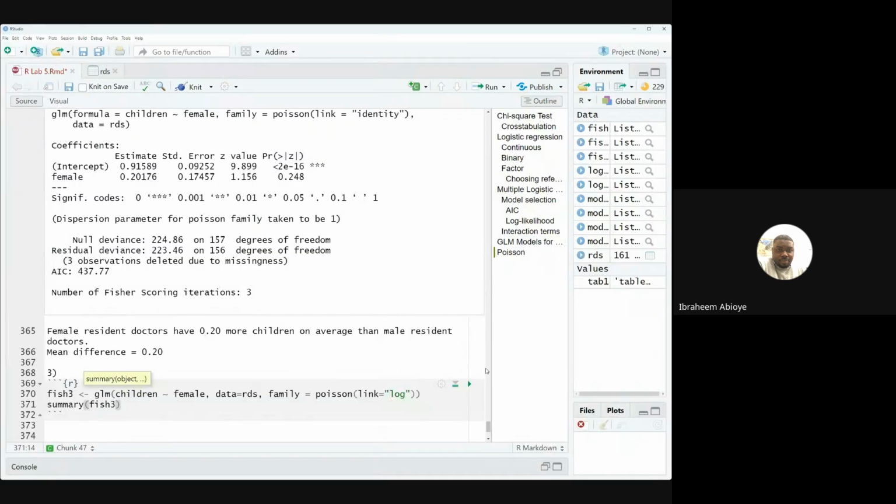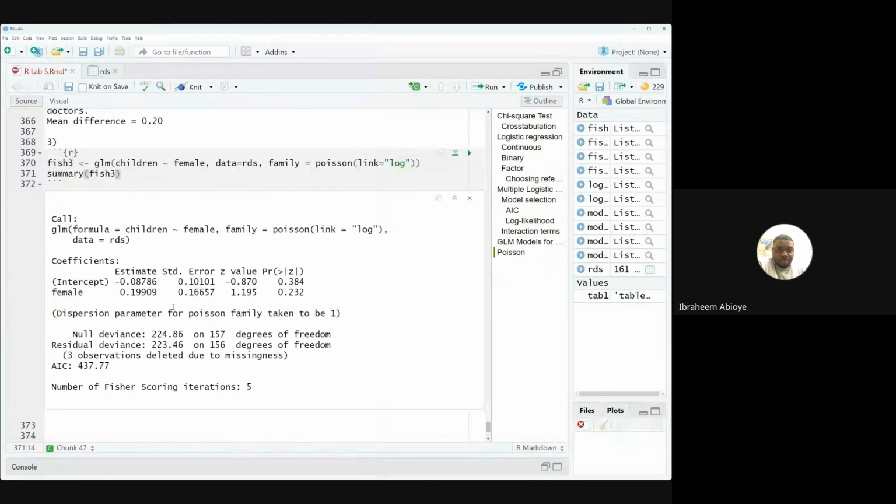When the link was identity, we said the mean difference. But when the link is log, then we interpret this as percentages. So we can say that female resident doctors have 19.9% more children on average than male resident doctors.